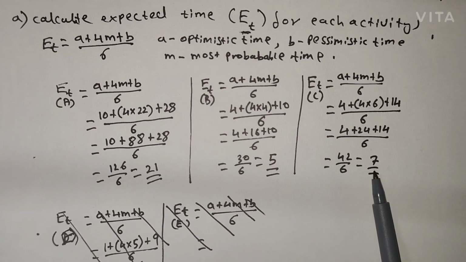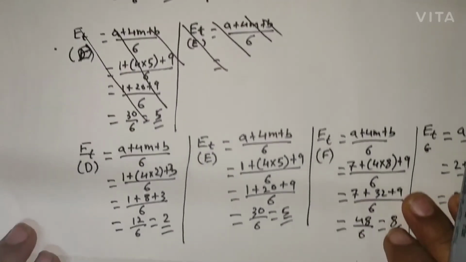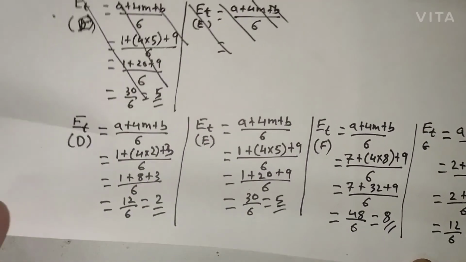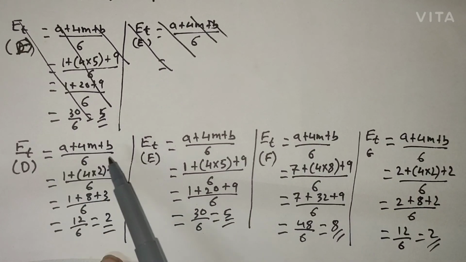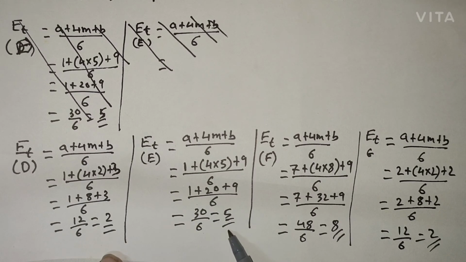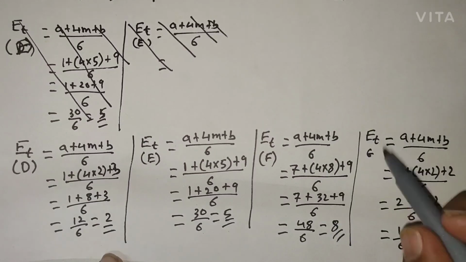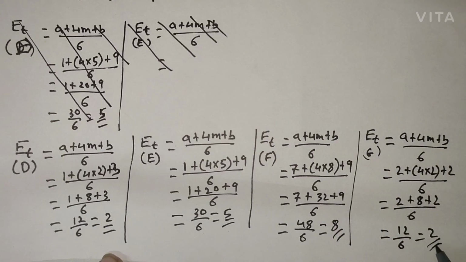For C, we got an expected time of 7. Similarly for D, we got an expected time of 2. For E, we got an expected time of 5. For F, we got an expected time of 8. And for activity G, we got an expected time of 2. So this is how we find the expected time. So that is the solution for the first sub question in the problem.